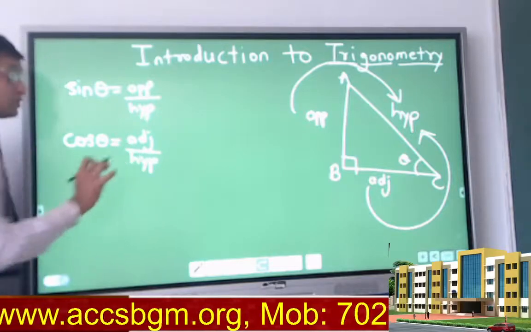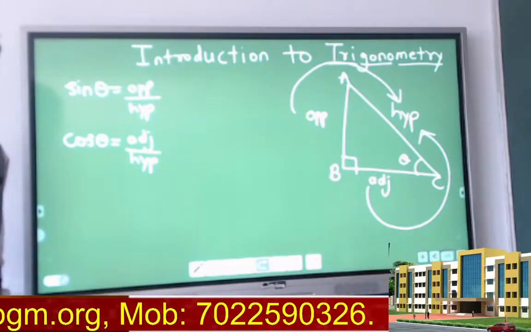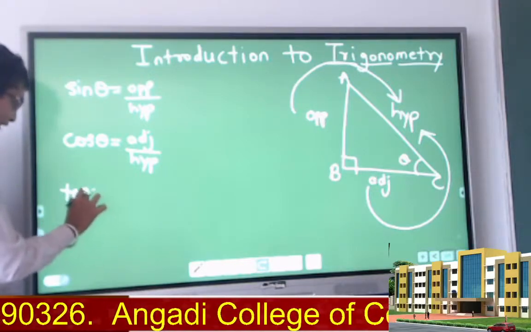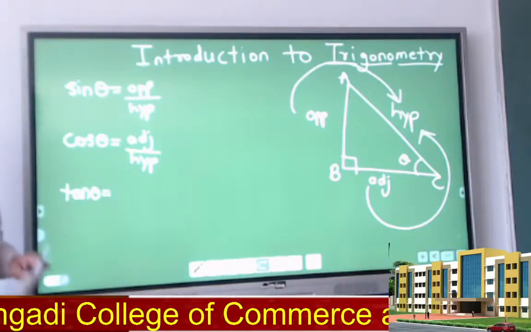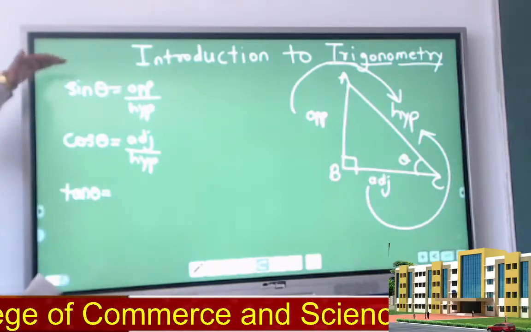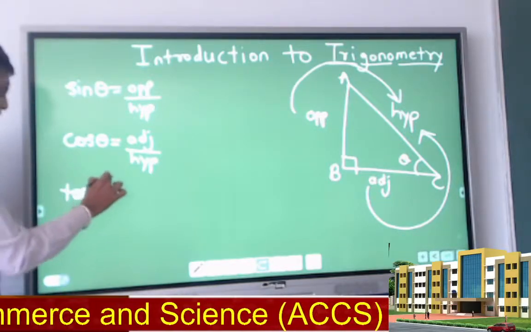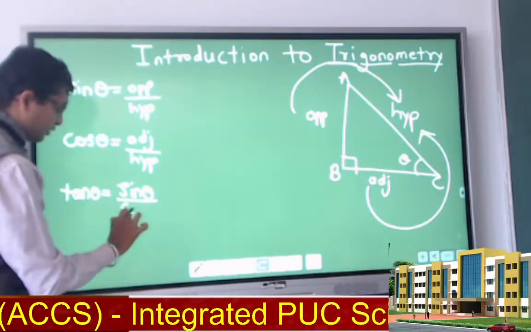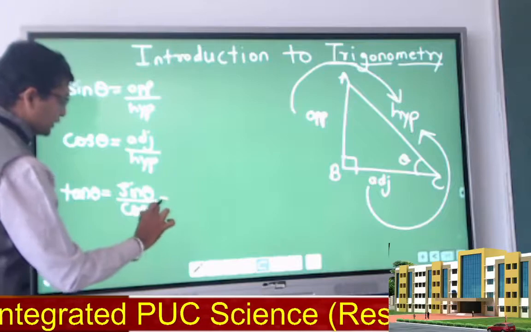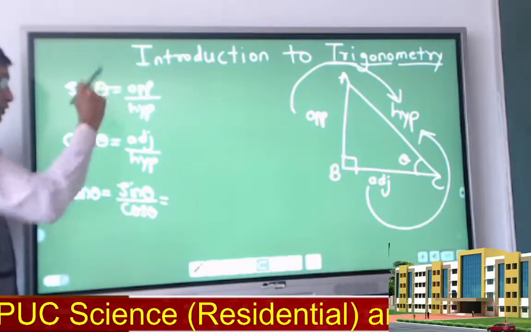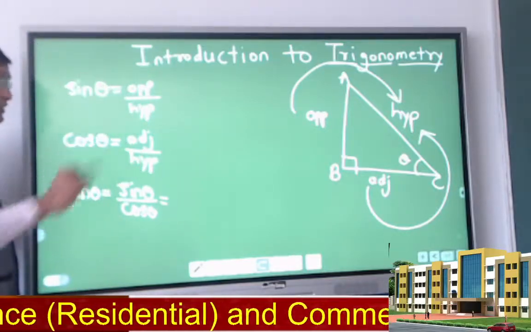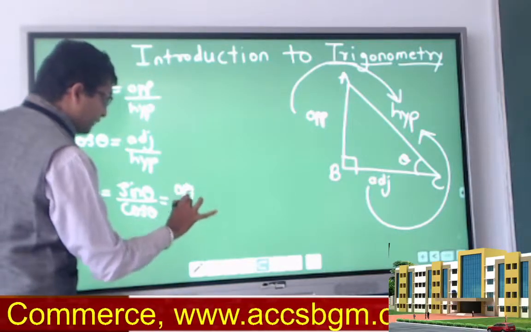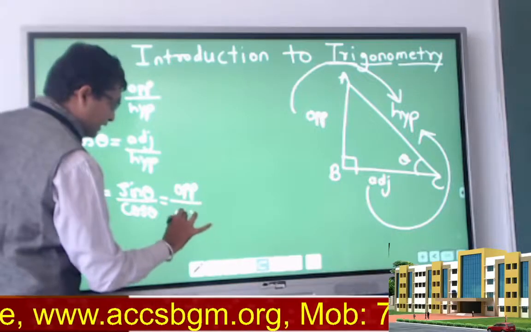Now the third trigonometric ratio we have to define is tan theta. Tan theta is one definition: we take the ratio of sine and cos. We get sine theta divided by cos theta. If we take the ratio, the denominator hypotenuse gets cancelled. We get opposite side divided by adjacent side.